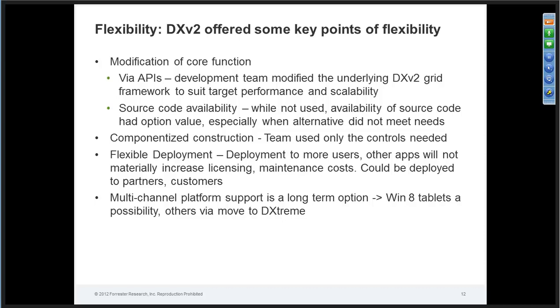The other option in terms of modifying and extending core function would be to actually tweak the source code itself. That was not used in this case, but the option that the source code was available does have additional value, even if it was not an option that needed to be exercised in this particular case. The componentized construction of the DXV2 framework also had an option value. You'll notice that they were mainly, in this case, using the grid framework.